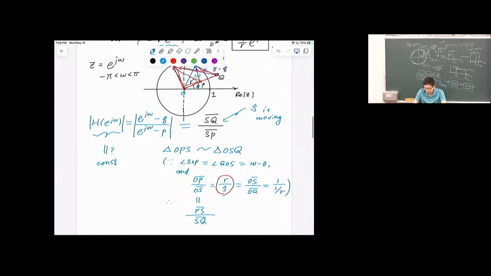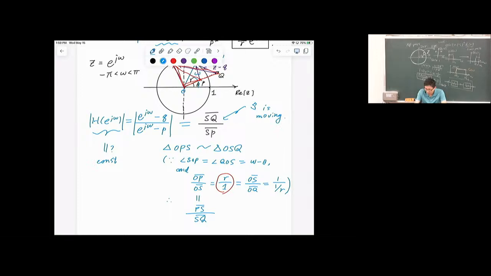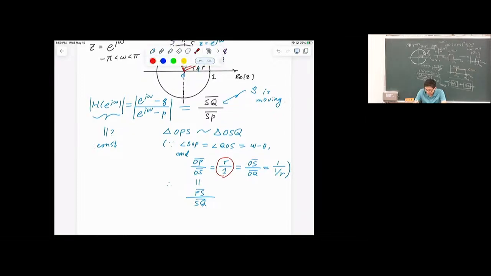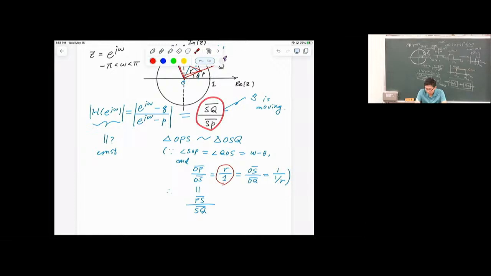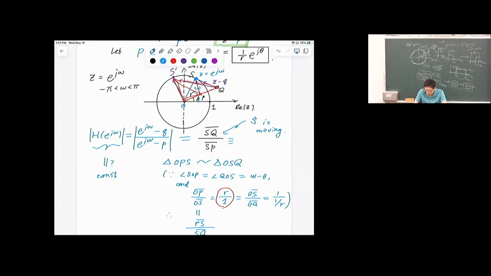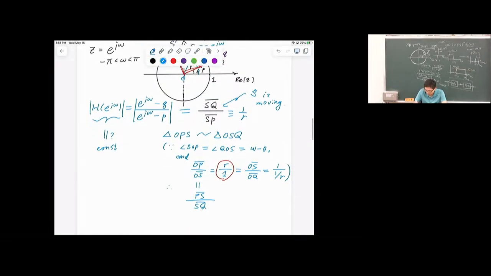So we have found that PS divided by SQ, being the ratio of the third sides of those triangles, must also be equal to R. Therefore the magnitude response is always equal to 1 over R. That concludes our checking using a geometric interpretation.